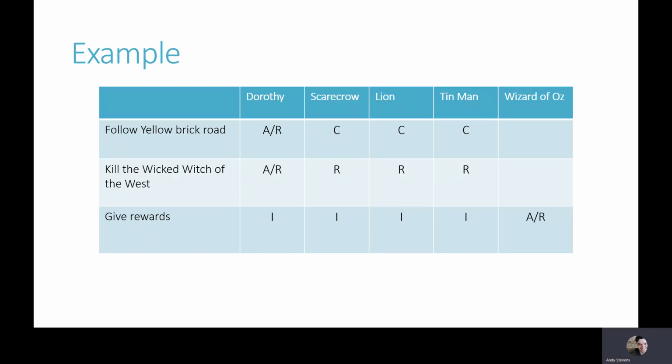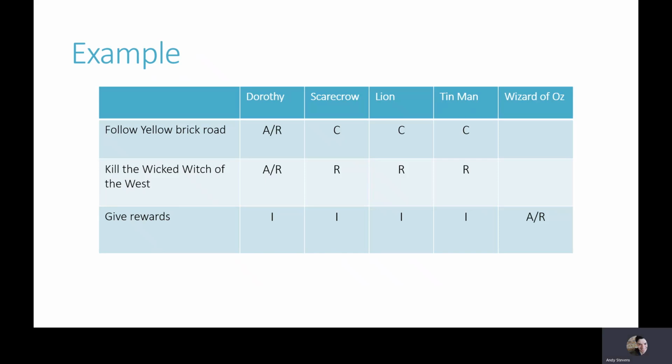So here is an example. We are looking at the Wizard of Oz story and around who is involved in different tasks. So we have the different characters across the top. Each column is a character, and then on each of the rows is a task. So for example, looking at following the yellow brick road, Dorothy is ultimately accountable and responsible for that task, but she consults the other characters during the journey who help engage and inform exactly how that goes about. So there's some two-way communication going on.